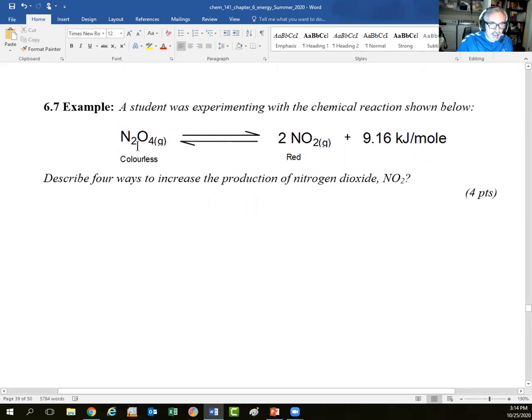Student experimenting with dinitrogen tetroxide being converted into nitrogen dioxide. Describe 4 things that could be done to enhance the amount of nitrogen dioxide produced. This is like how Le Chatelier's principle is used in industry. We want to use Le Chatelier to trick the chemicals into producing more of a specific chemical product. How could we use Le Chatelier to make more nitrogen dioxide?